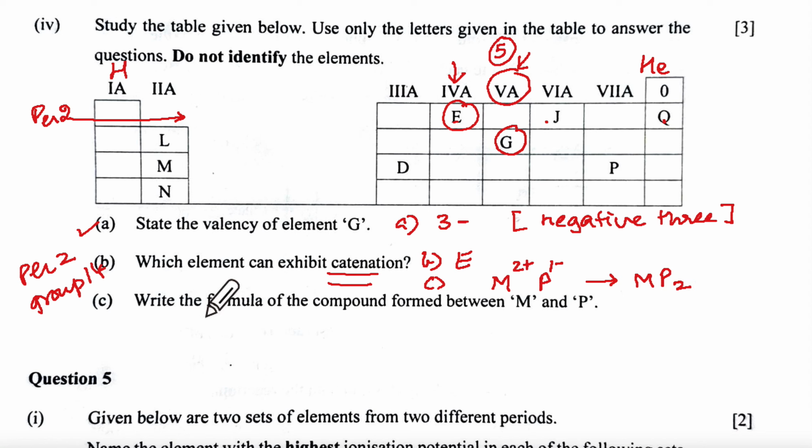MP2. Did they ask you for the formula? Yes. So this is the formula. Sometimes they also ask you to write the equation for the formation of the compound, which is slightly difficult, but I think this was pretty easy. So this was your question number 4.